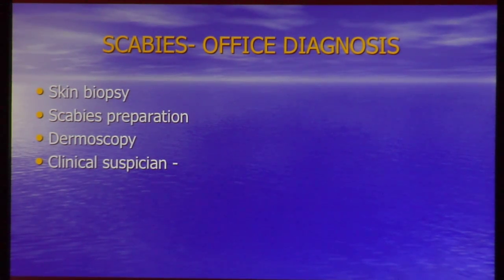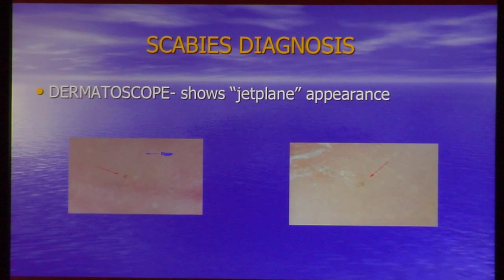You know, everybody presents at different times in their disease, and they may not have had the classic presentation, so people miss this diagnosis. So if you consider a treat, I tend to treat orally with ivermectin. It's not messy, it's clean, and it's easy to do. But a couple pearls I want to give is the dermatoscope. You're supposed to see a jet plane-like appearance if you look in the burrow.